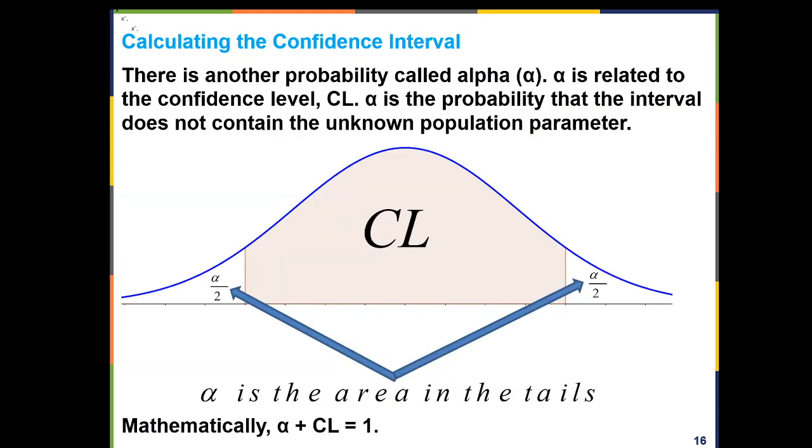So the alpha, again, is the area in the tails. So if we have alpha amount for both tails, then for each of them we have alpha over 2. And these numbers are called z alpha over 2, right? One of them is negative, one of them is positive.